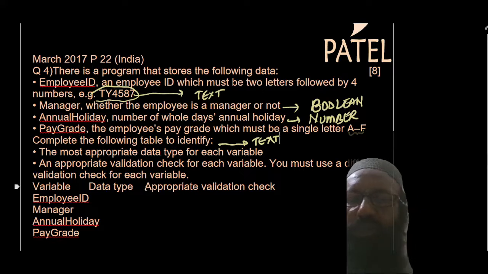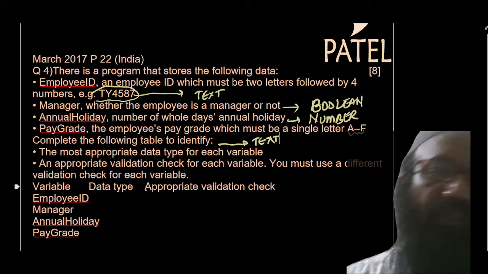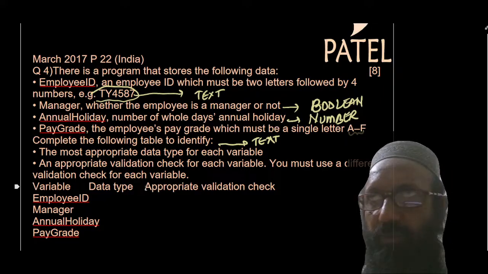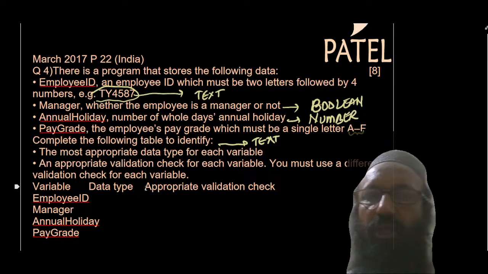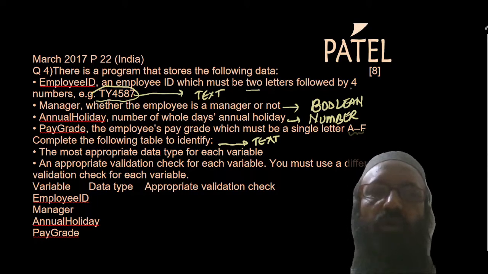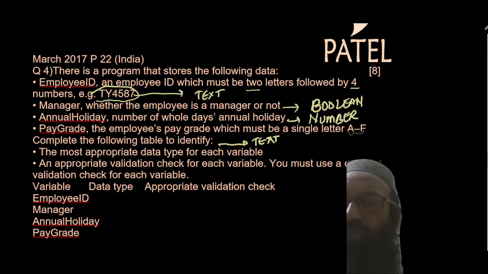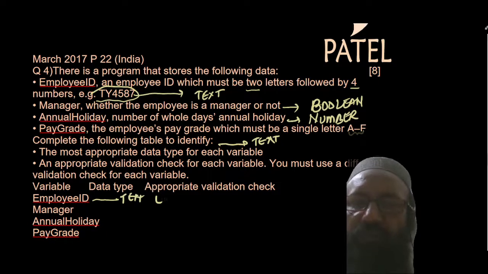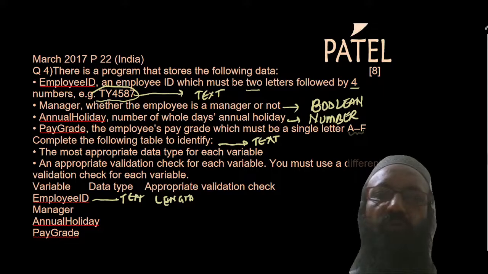Now you are asked to identify the validation test. Validation test, we have studied validation. We have range check, limit check, type check, format check. Now this says that two letters followed by four numbers. So for employee ID, the data type will be text and we can use length check because the length should be equal to 4 plus 2, 6. Okay.